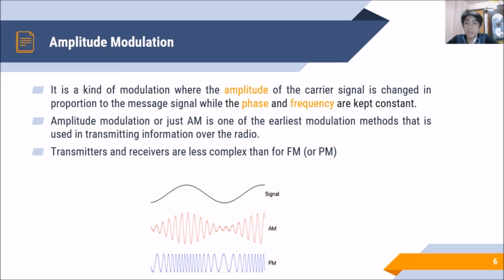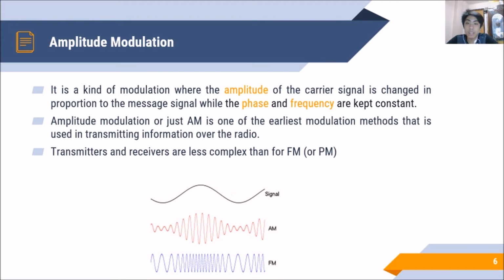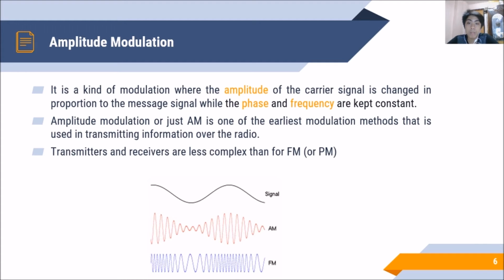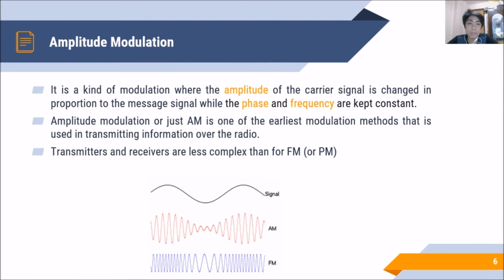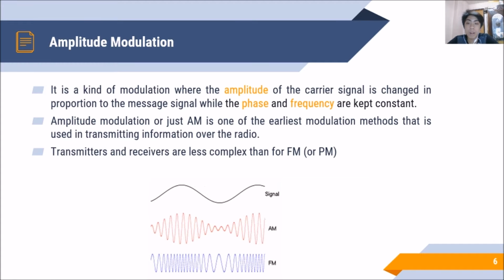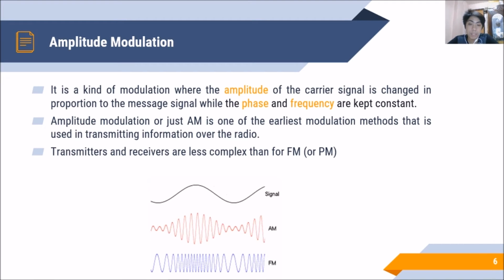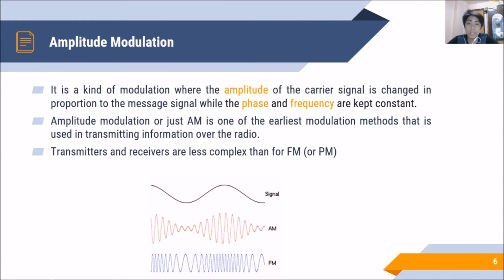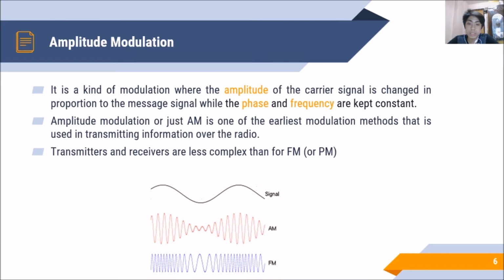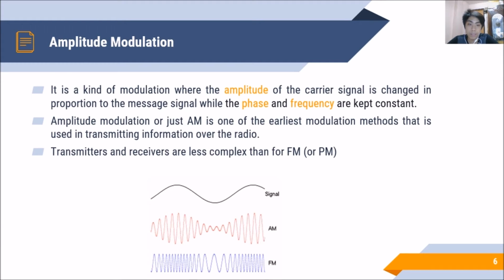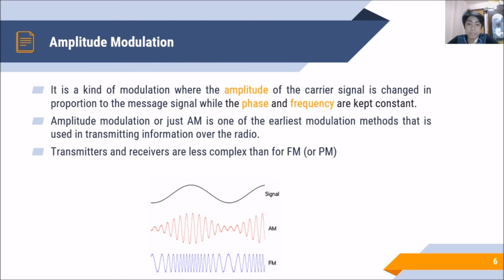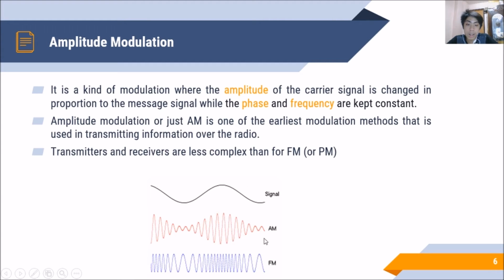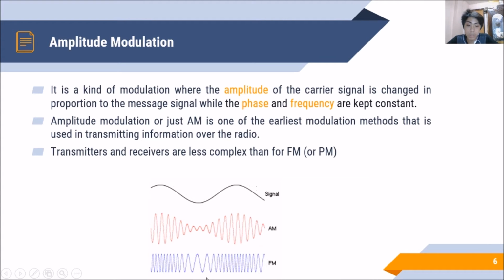Amplitude modulation is a kind of modulation where the amplitude of the carrier signal is changed in proportion to the message signal, while the phase and frequency are kept constant. Amplitude modulation, or just AM, is one of the earliest modulations used in transmitting information over the radio. Transmitters and receivers are less complex than those of FM or PM. You can see the wave here. The amplitude is the one that varies, as opposed to FM, where the frequency of the wave varies.